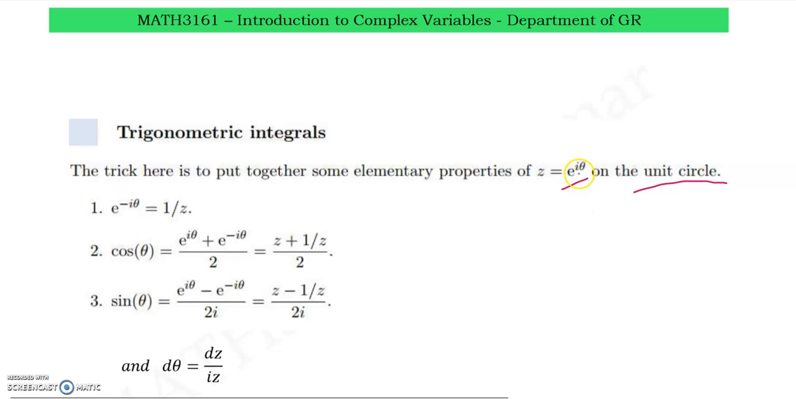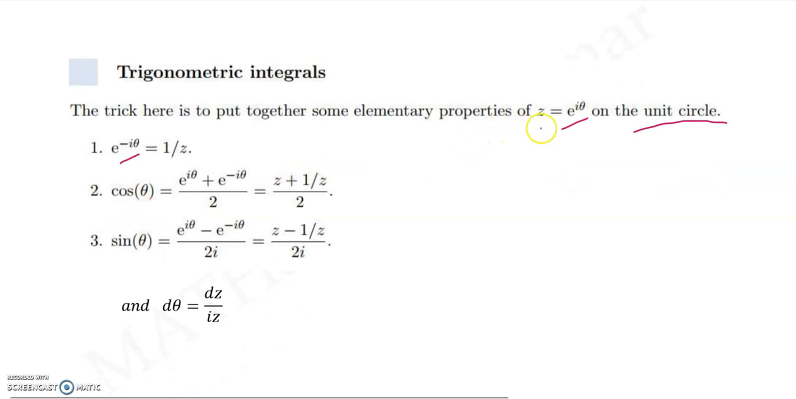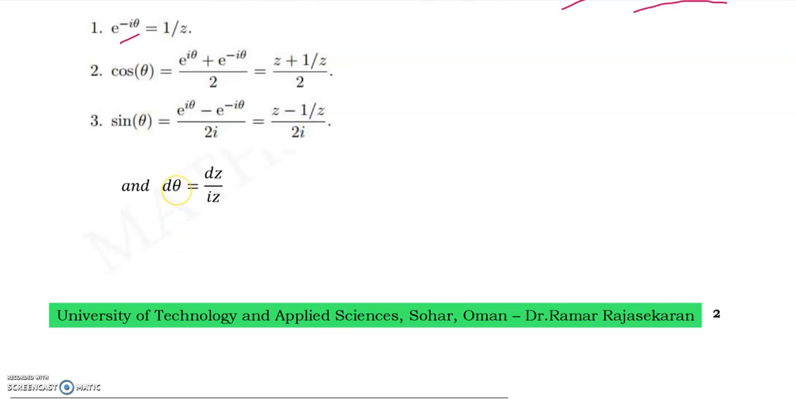If z equals e to the power i theta, then we can say that 1 over z is nothing but e to the power minus i theta. Now we substitute z equal to e power i theta and 1 over z is e power minus i theta here in sine theta and cosine theta. We know the rules for cosine theta and sine theta. Then here you substitute for e power i theta z and for e power minus i theta 1 over z, so that we will get these values for cosine theta and sine theta. Now, what is d theta? d theta is nothing but dz over iz.